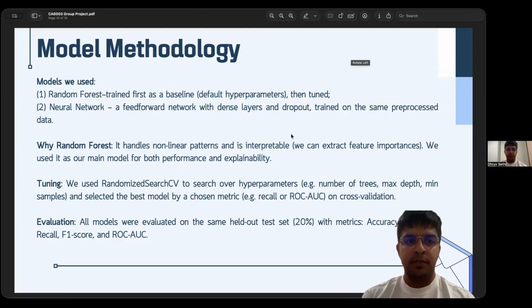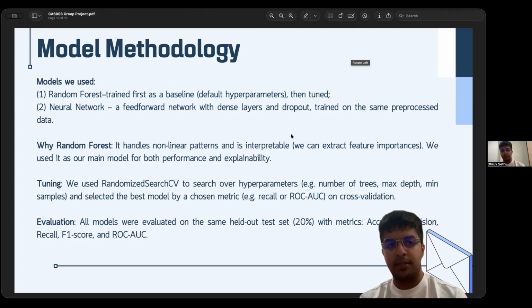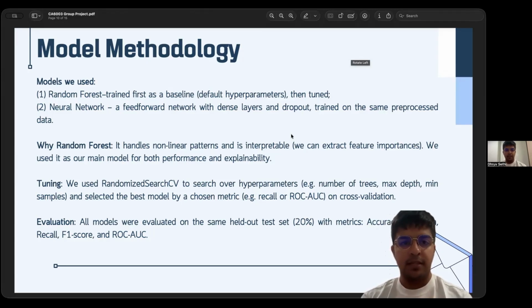For the random forest, we first trained it on a baseline with just the default hyperparameters, and then we tuned it also, so we'll show you the results for both of them. And for the neural network, we used a feed-forward neural network with common dense layers and dropout. We use random forest because it's good for performance and very explainable compared to a neural network, it can handle nonlinear patterns, and we can also tell you about the feature importances, which we have taken up in the later slides.